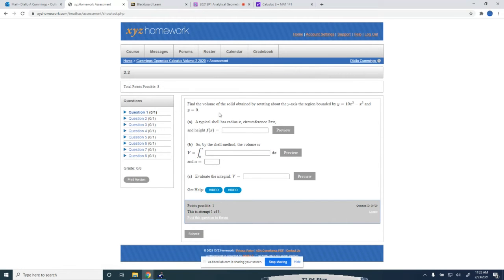So as we just look at the problems visually, the first one says find the volume of a solid obtained by rotating about the y-axis the region bounded by y is equal to 10x squared minus x cubed, and y equal to 0. This gives us a hint. It says a typical shell. So on this very first problem, we would use the shell method.